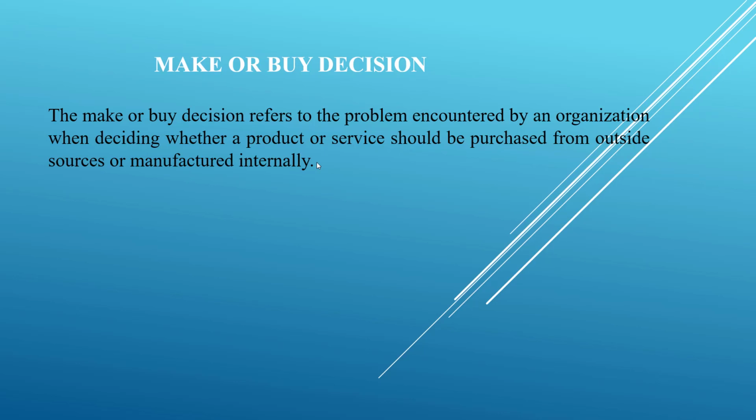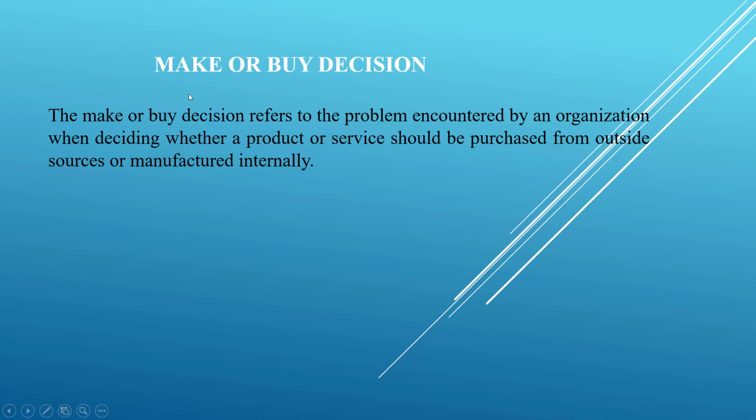Whether any kind of product they try to purchase or produce in the market has to be purchased from outside, or it will be better for them to manufacture it internally, they have to see all the costs, okay. Whether purchasing those products from outside will be good for them, or whether manufacturing internally will be better for them. So this decision has to be taken under the make or buy decision.